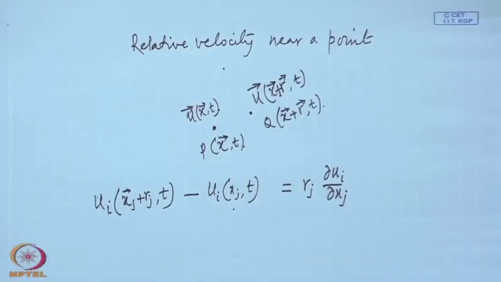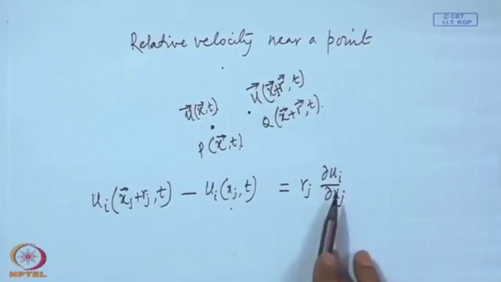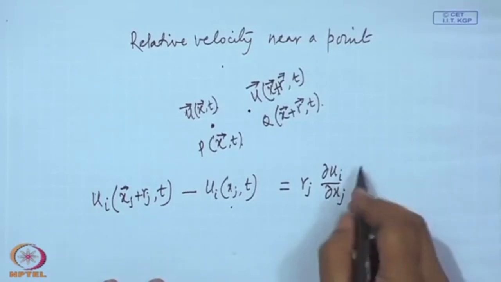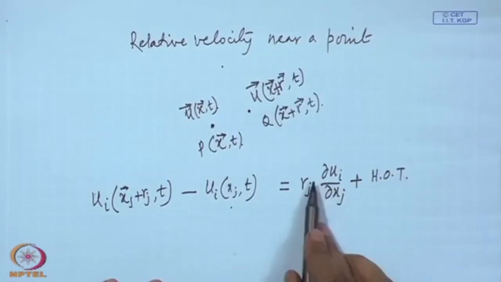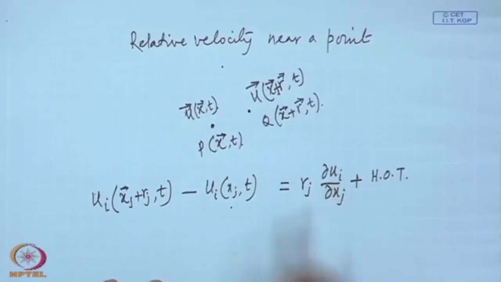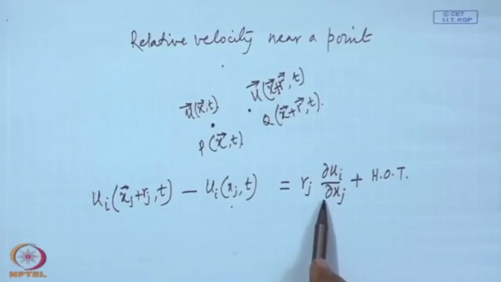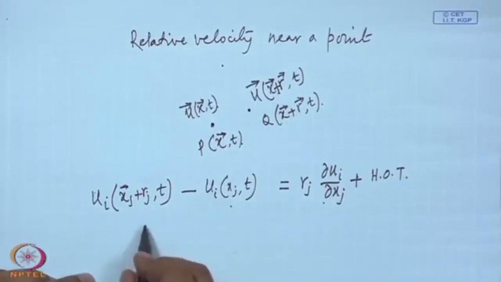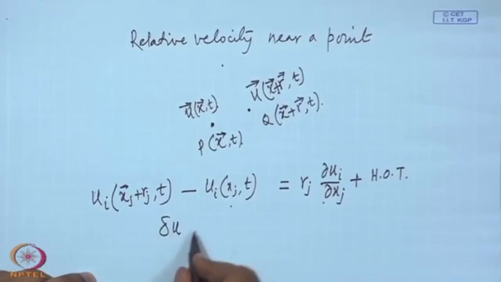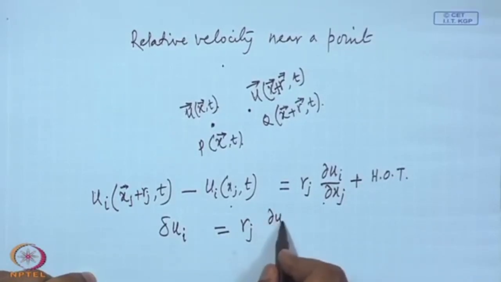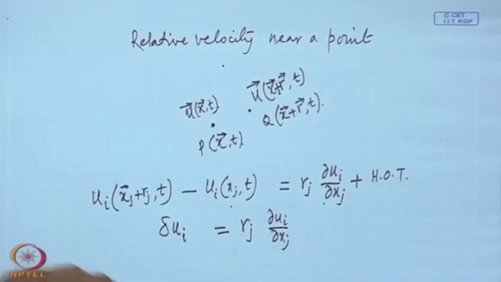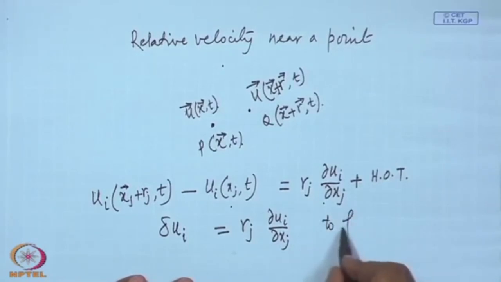But assuming that r j is small, to the first order, this is what is required, plus higher order terms, which involve square of r j, d2 u i by d x j 2, and so on. So, to first order of accuracy, we can have only this term. So, this difference we will now call delta u. So, the delta u i between these two points is simply r j d u i by d x j to first order accuracy.